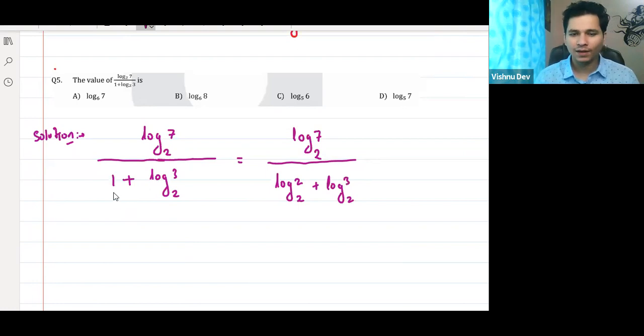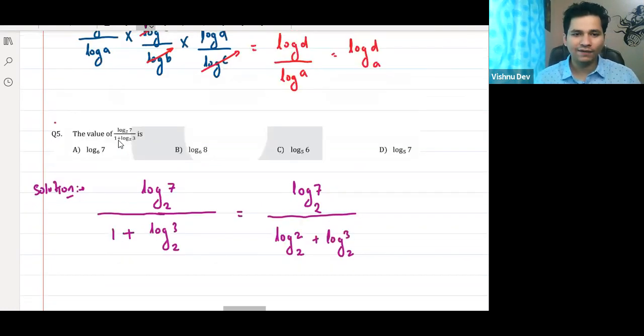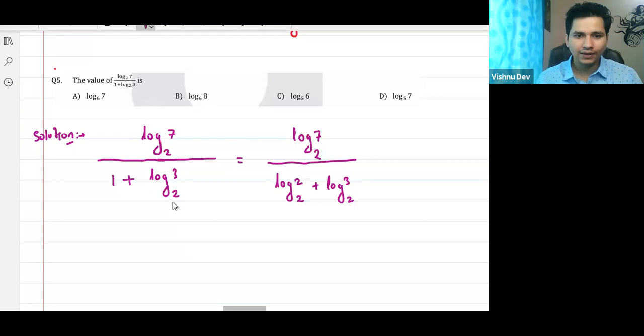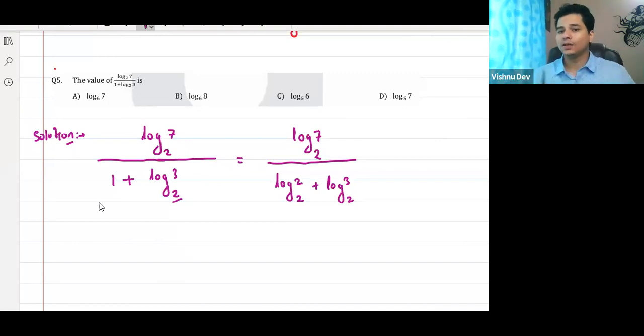See again, 1. See property 5. Now property 5 is what? Log A base A is equal to 1. And here you have base as 2. So can I write log 2 base 2 as 1? So instead of 1, can I write it as log 2 base 2? Yes, sir. That is intuition, right? That is how we have to think. That's why it is difficult to think.